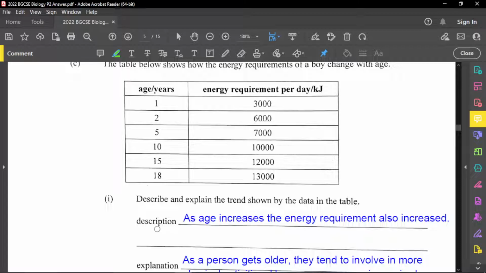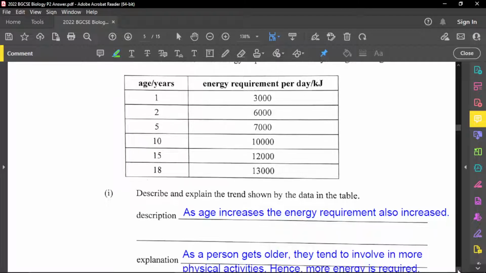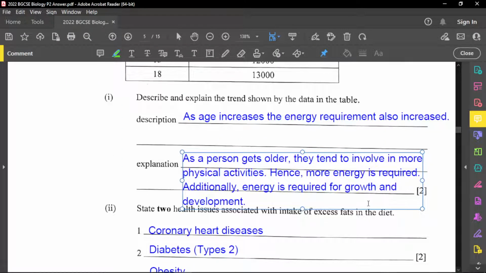And the description here is that as age increases, the energy requirement also increases. All right. And if you notice the numbers, that's straightforward. And then the explanation, a simple way here, is that as a person gets older, they tend to involve themselves in more physical activities, hence more energy is required.